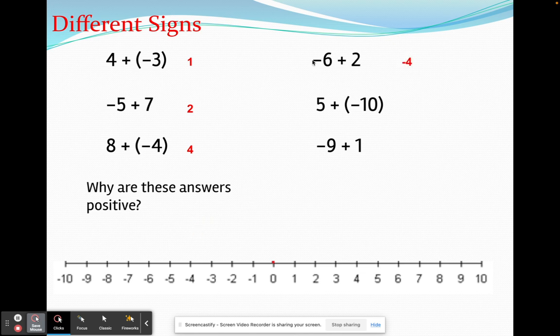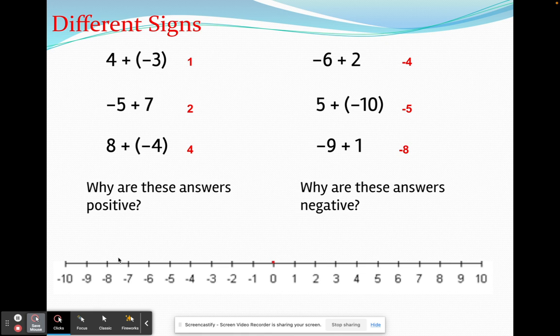Now let's look at this next group. I have negative 6 and a positive 2. If I'm at negative 6 and I add a positive 2, I'm at negative 4. If I'm at 5 and I add a negative 10, that means I'm going to go this direction. 1, 2, 3, 4, 5, 6, 7, 8, 9, 10. It brings me to a negative 5. Or if I'm at negative 9 and I add a positive 1, I'm at negative 8.